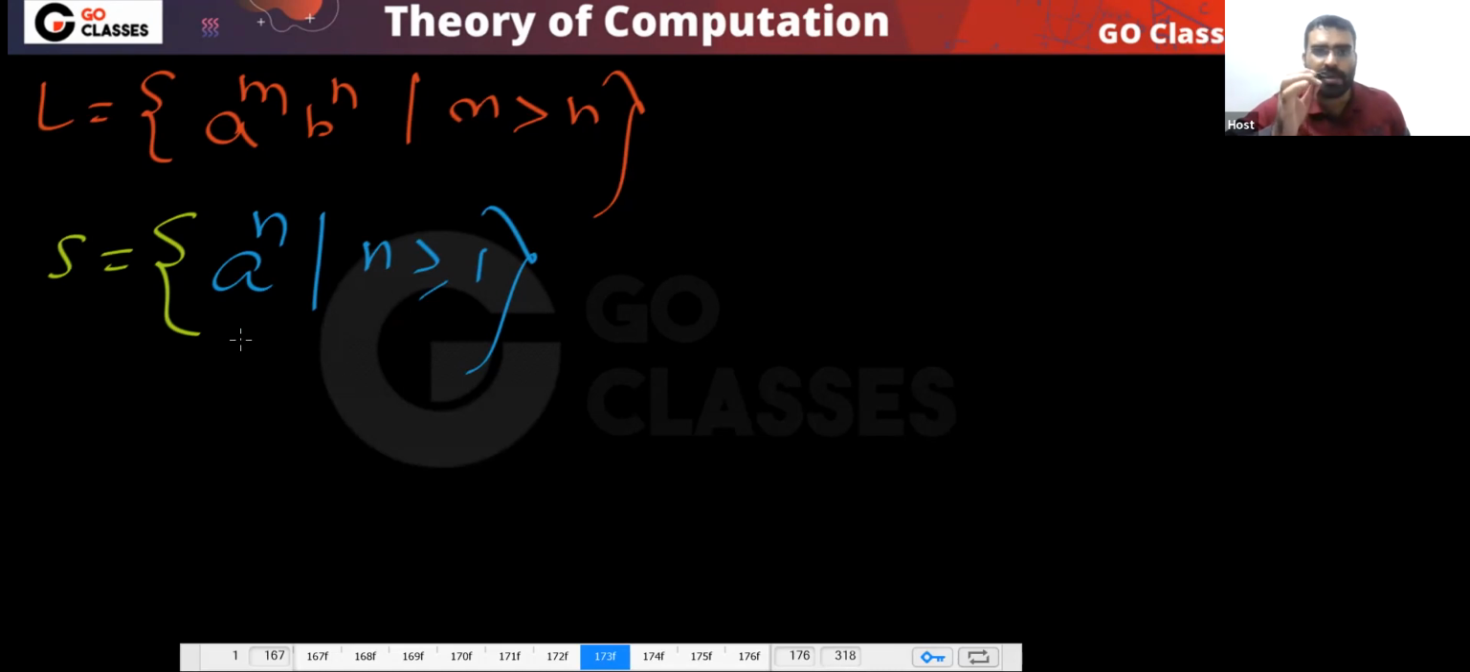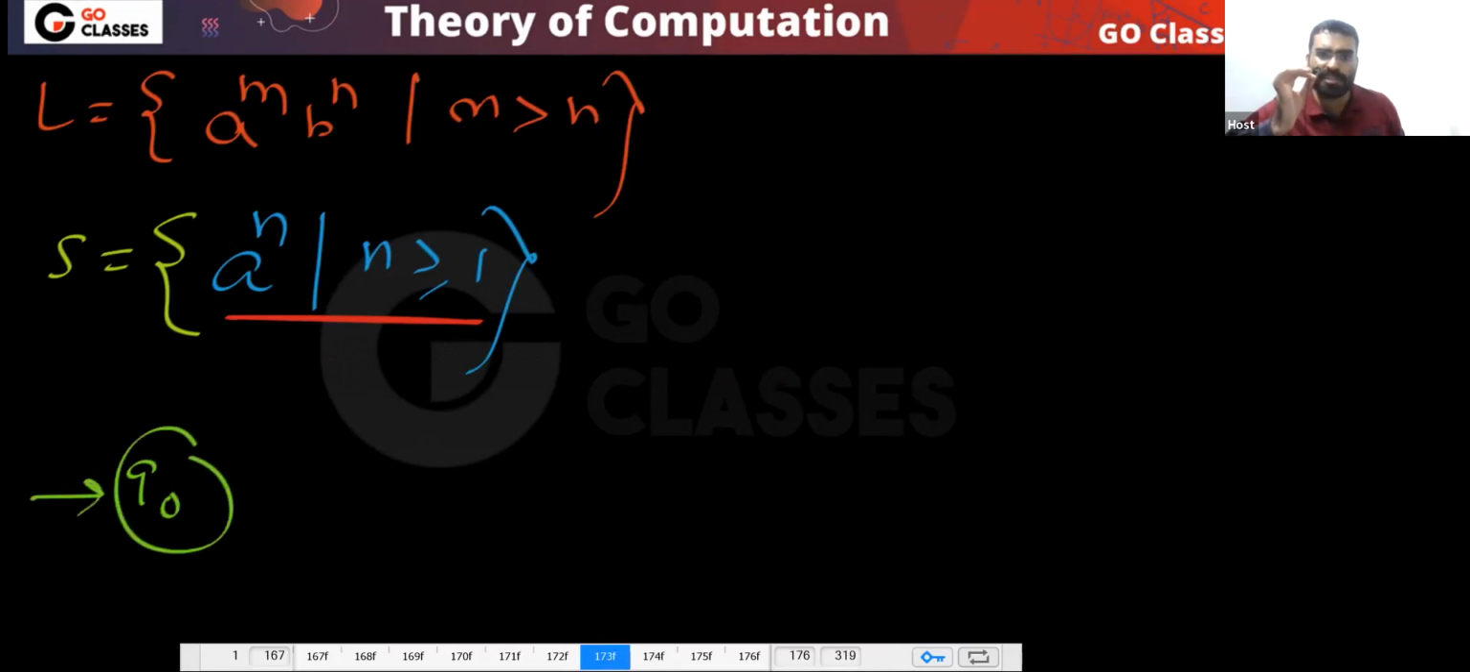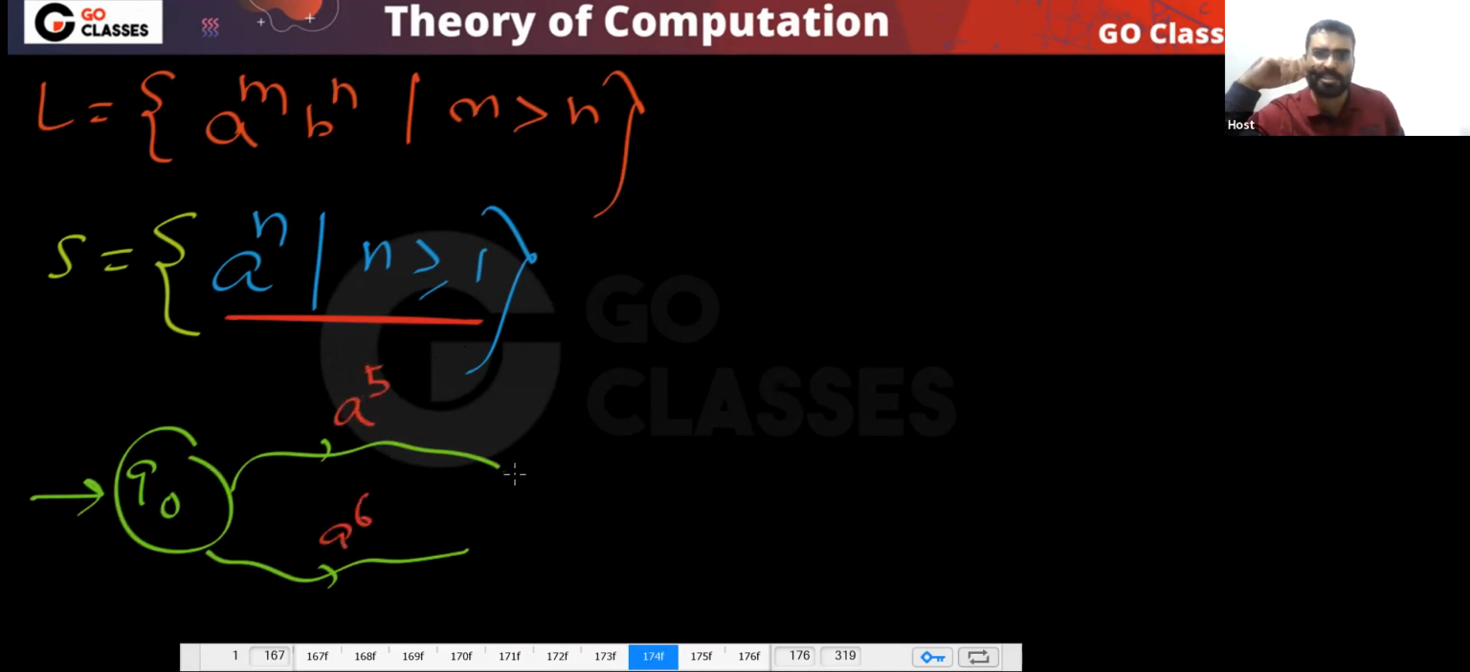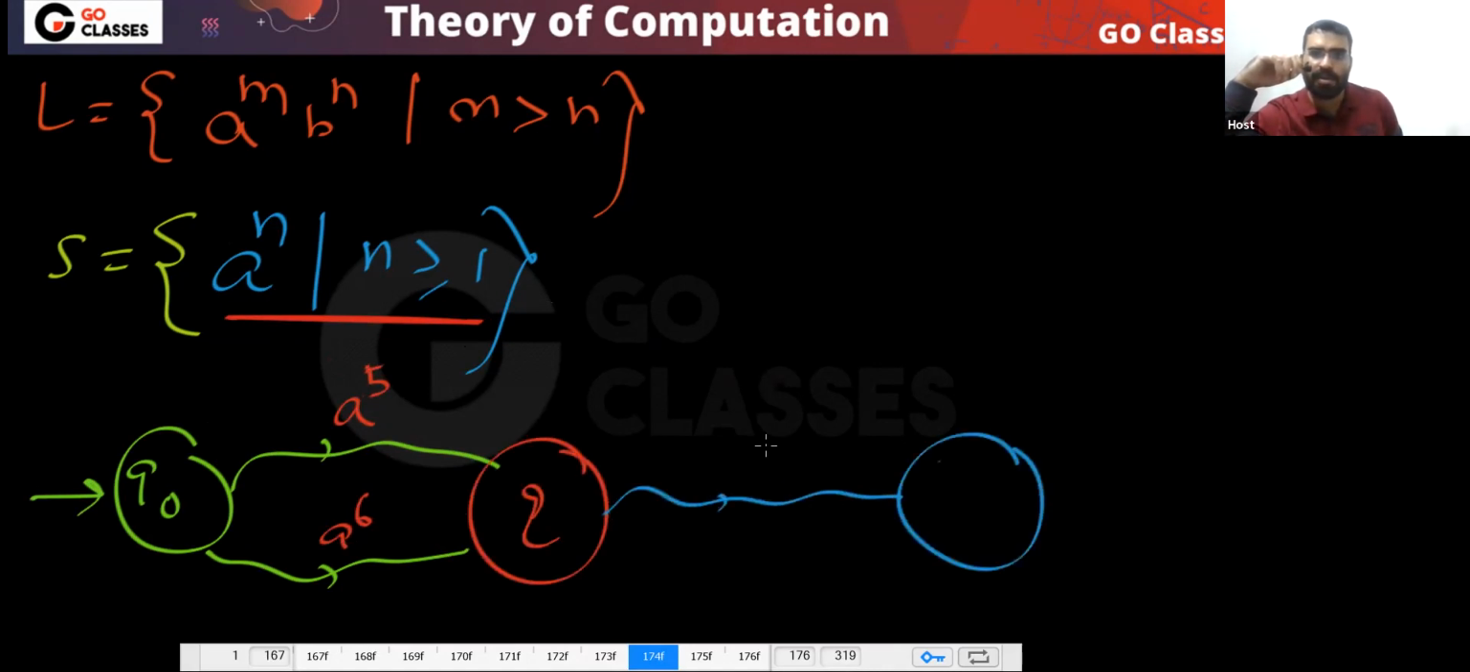Can I say any two of them should go to different states? If they are going to the same state, for example a power 5 and a power 6, is there any problem? Which extension is going to create a problem?